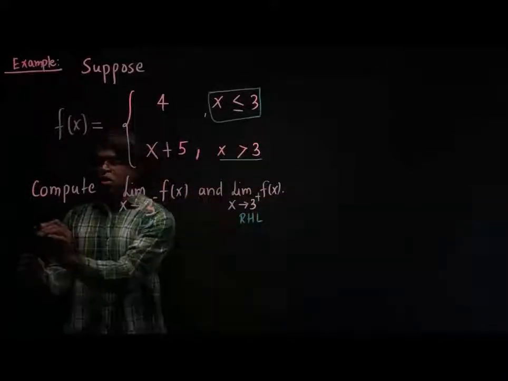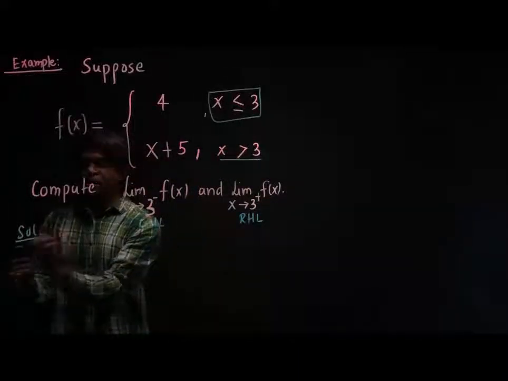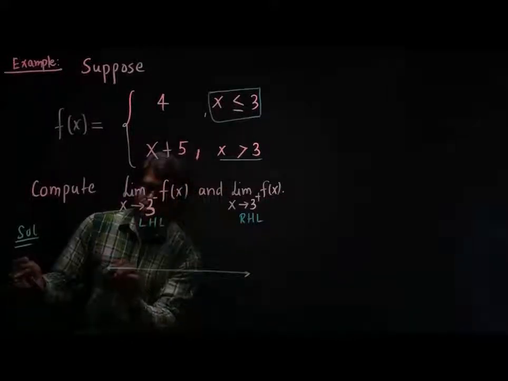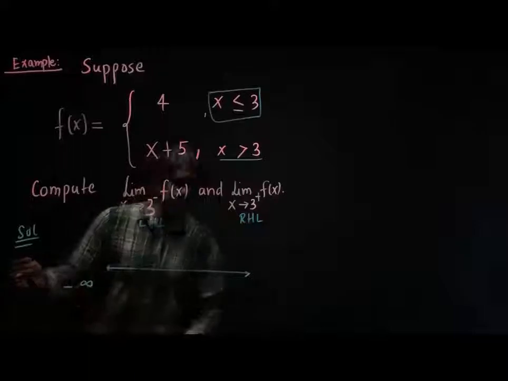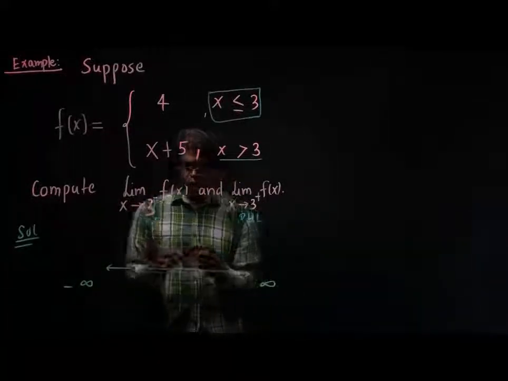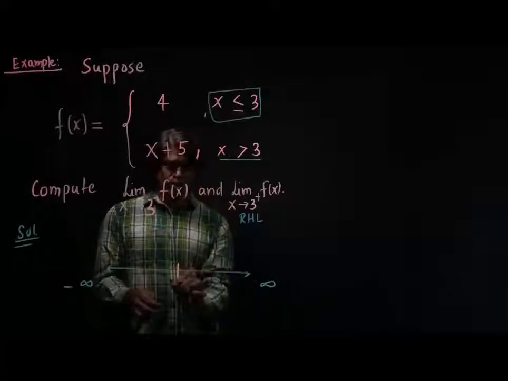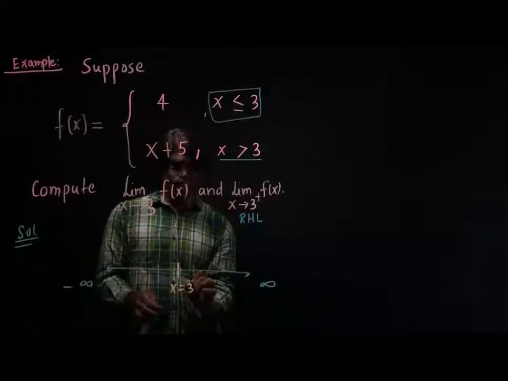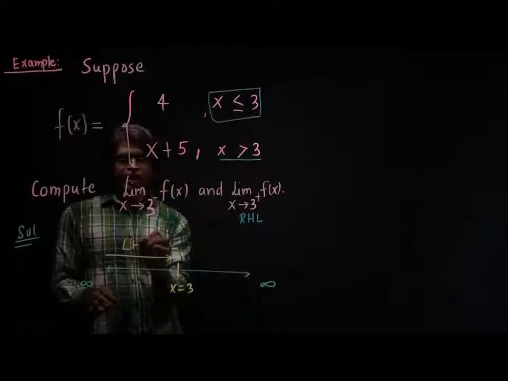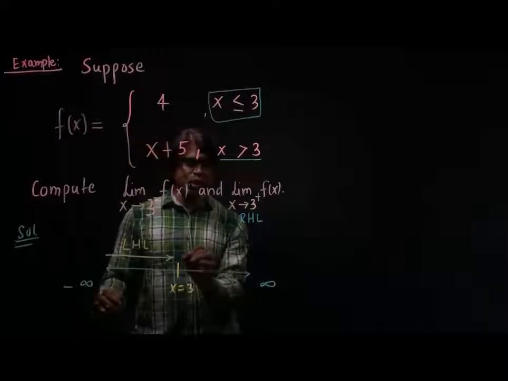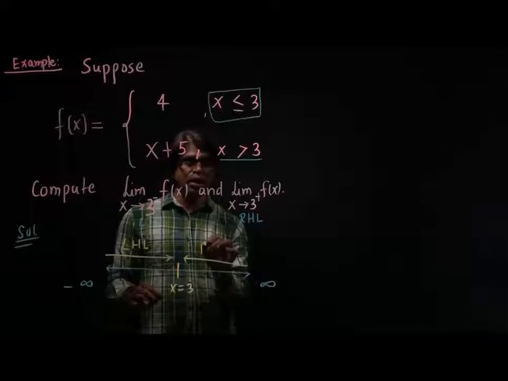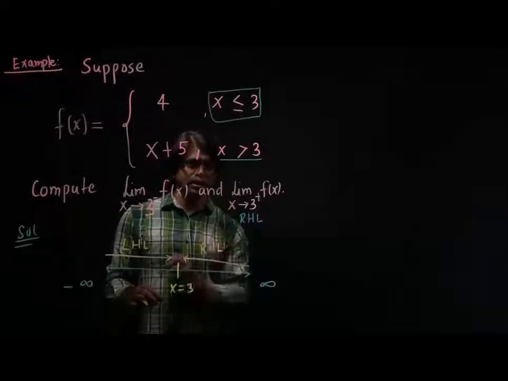So what I'm going to do is draw a number line. On this end I have negative infinity, and on this end I have positive infinity. Now my point is 3, so I will write x is equal to 3. I need to approach 3 from the left hand side, and that will be my left hand limit. And I need to approach from the right hand side, and that will be my right hand limit.